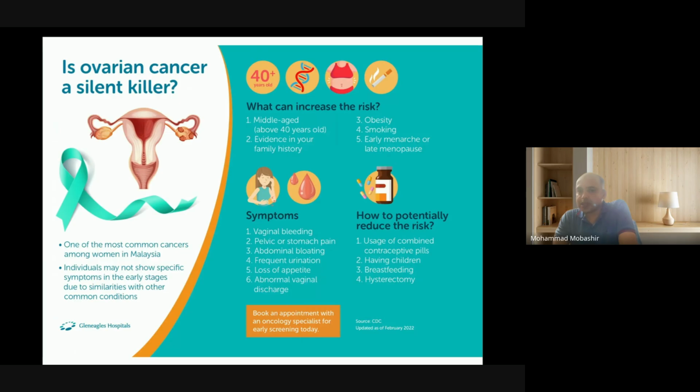How to potentially reduce the risk? Use of combined contraceptive pills, having children, breastfeeding, and hysterectomy.